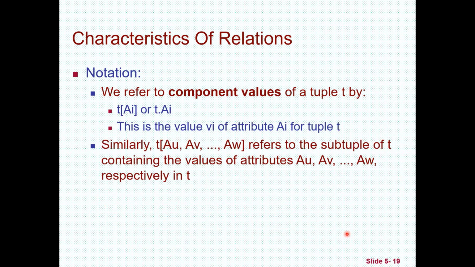Another characteristic of relation is notation. We refer to component values of a tuple t by t[Ai] or t.Ai. This is the value of attribute Ai for the tuple t. Similarly, t[Au, Av, Aw] refers to the subtuple of t containing the values of attributes Au, Av, and Aw respectively in the given tuple.